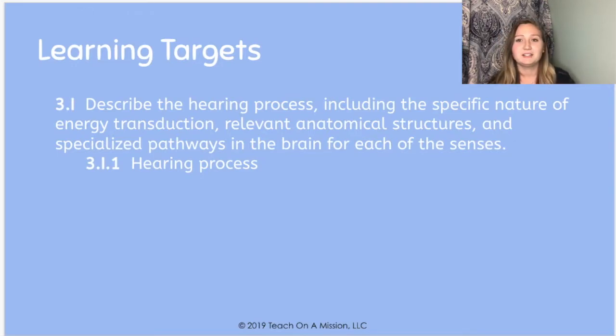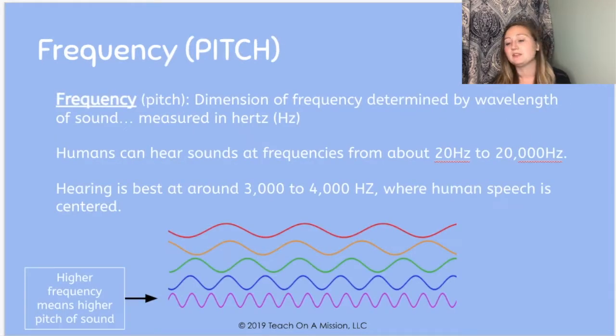Okay, the first thing you need to know about hearing is the frequency, or the pitch. The dimension of frequency is determined by the wavelength of the sound. Remember when we talked about the eye, the wavelength was measured peak to peak, right? A longer, slower wave registers as red for the eye, and a shorter, tighter wave registers as blue or purple for the eye, right?